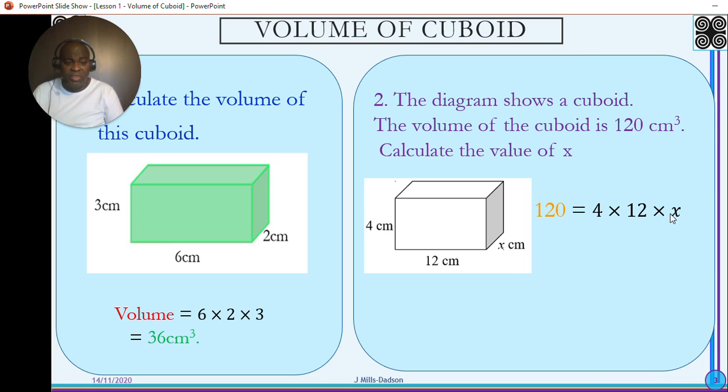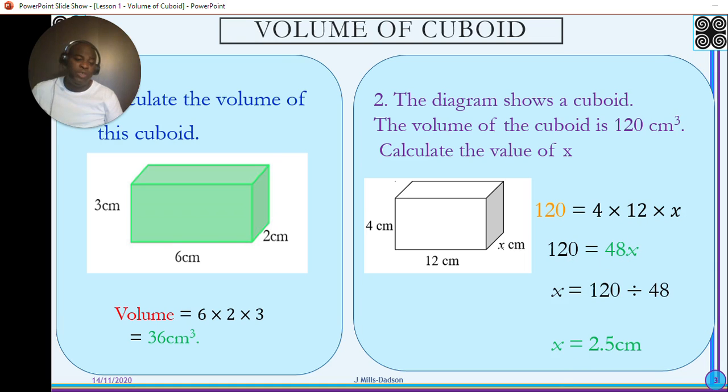That is the x. So in solving the equation, 4 times 12 is 48, so 48x is equal to 120. 120 divided by 48, x is 2.5 cm. To verify, 4 times 12 times 2.5 gives you 120 cm cube.